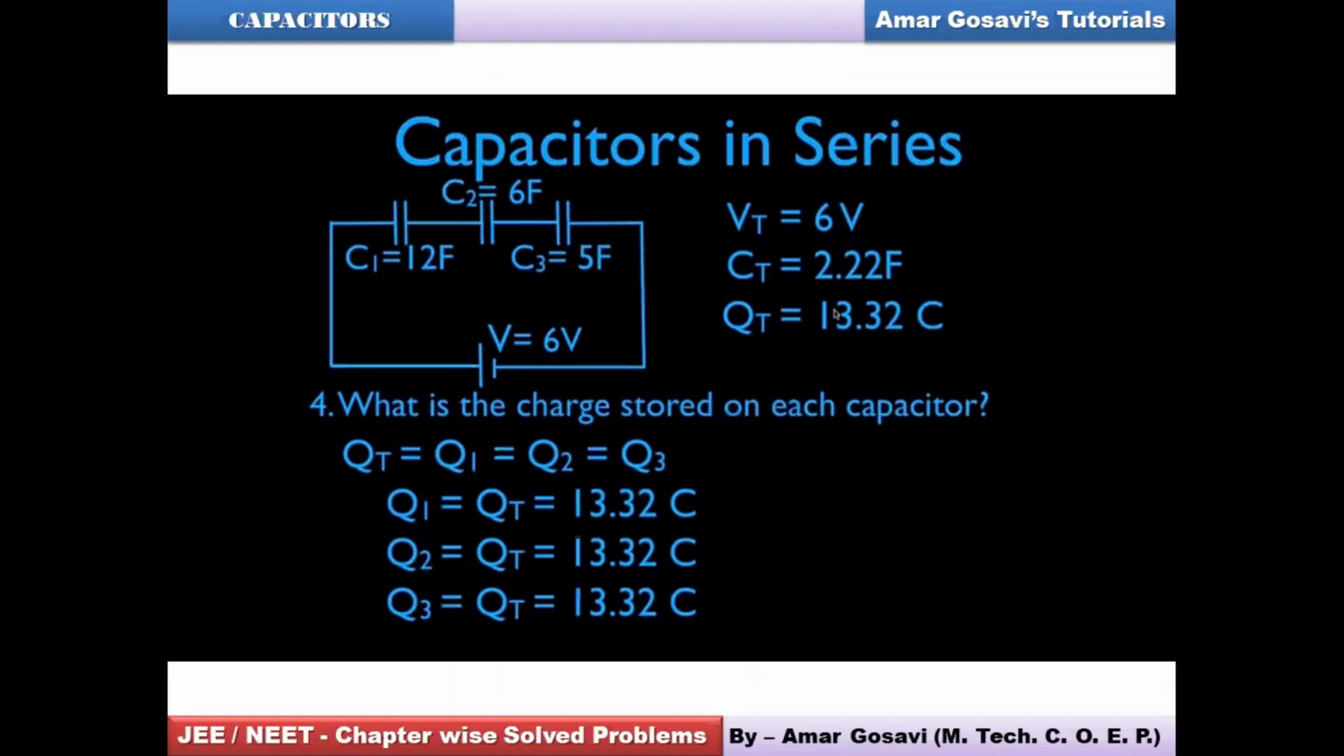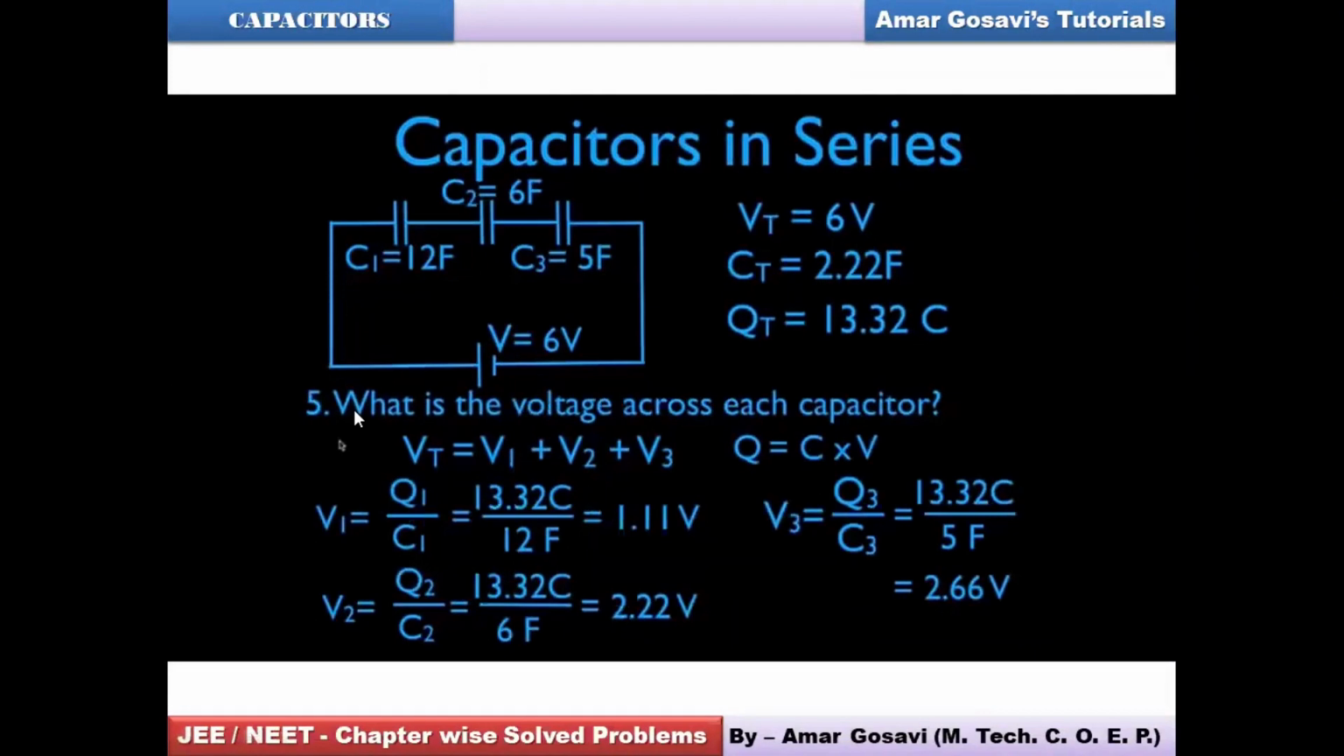Okay, I believe you have noted this down. Let's proceed. Now the fifth question: what is the voltage across each capacitor? Obviously that would be different because it's a series connection. Here total voltage will be V1 plus V2 plus V3. We know the basic formula Q equals C into V. From this, V1 can be written as Q1 by C1. Q1 is 13.32, which we have worked out. Whatever is the total will be the same charge on each capacitor, and C1 is 12 farad. So when you divide it, you get 1.11 volt.